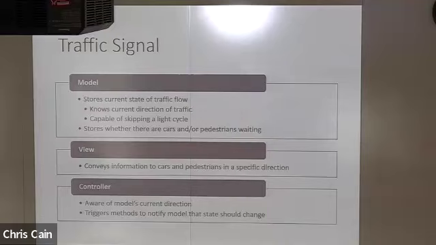The controller needs to know the current state of the model. It needs to know which direction things are flowing. And it also has all of the associated listeners that tell the model that the state of the data needs to change.